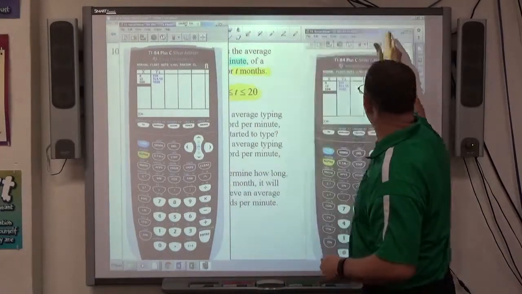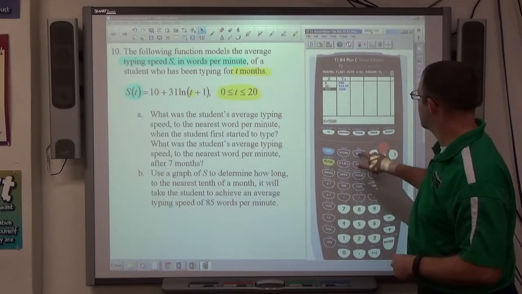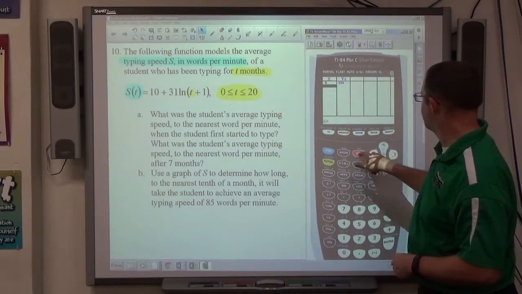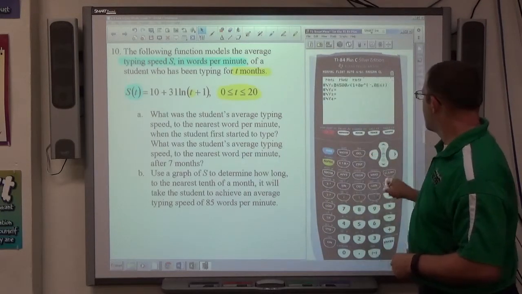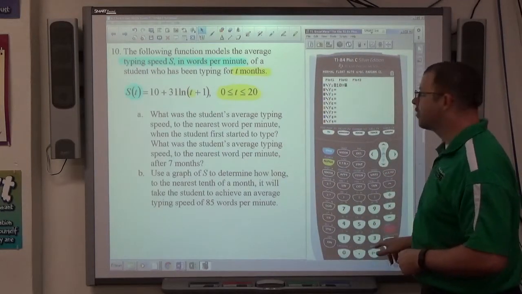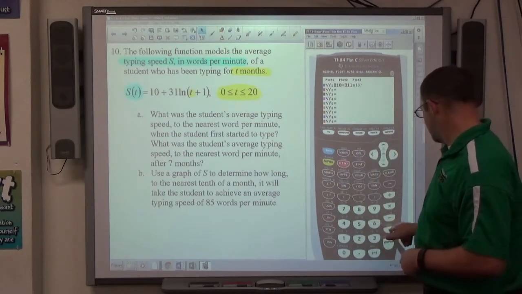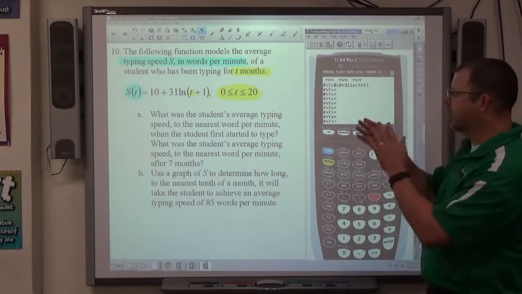So what I would do first is take my calculator, delete all the stuff we've got in there already, go to Y equals, clear that out, and then type in my function. So I got 10 plus 31 ln parentheses x plus 1 parentheses. So I type in exactly what I've got there.